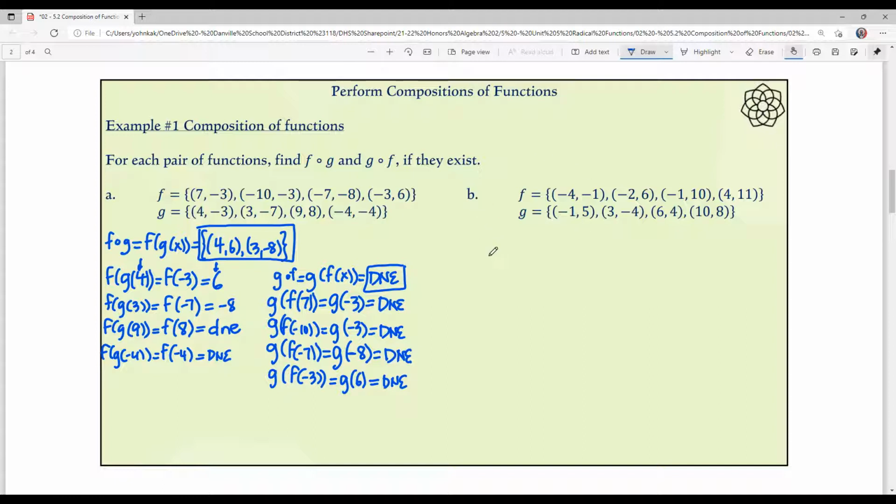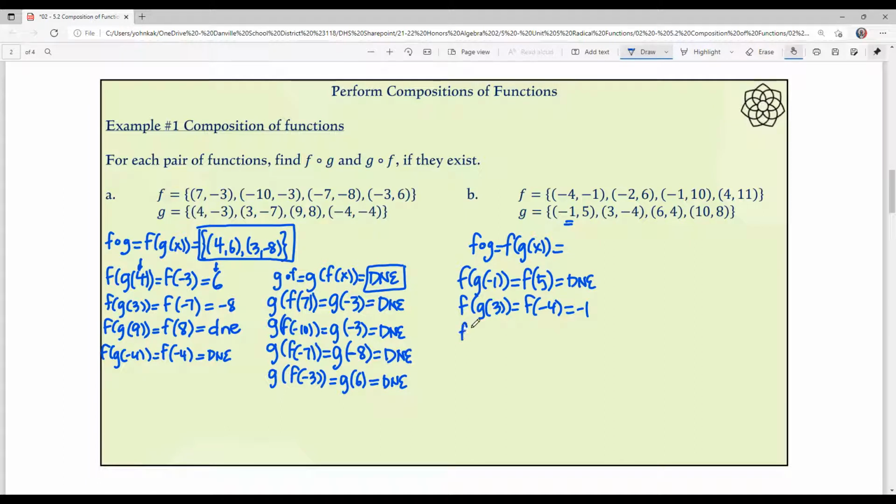All right, let's take a look at letter B. First, we're going to find f circle g. So by definition, that's f of g of x. So first I want to find f of g of -1 because that's the first x value in the g function. So g of -1 is 5, and f of 5 does not exist. Then you find f of g of the second x, which is 3. So that's f of -4, which equals -1.